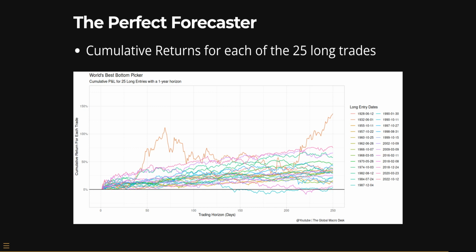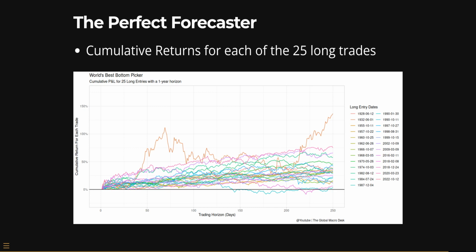So we have the world's best bottom picker. That's the perfect forecaster. And this is the cumulative P&L for each one of his 25 trades. He caught the bottom every single time. But you have to understand that just because you caught the bottom doesn't mean 1 year out you're going to have a great time. You can have an amazing time.